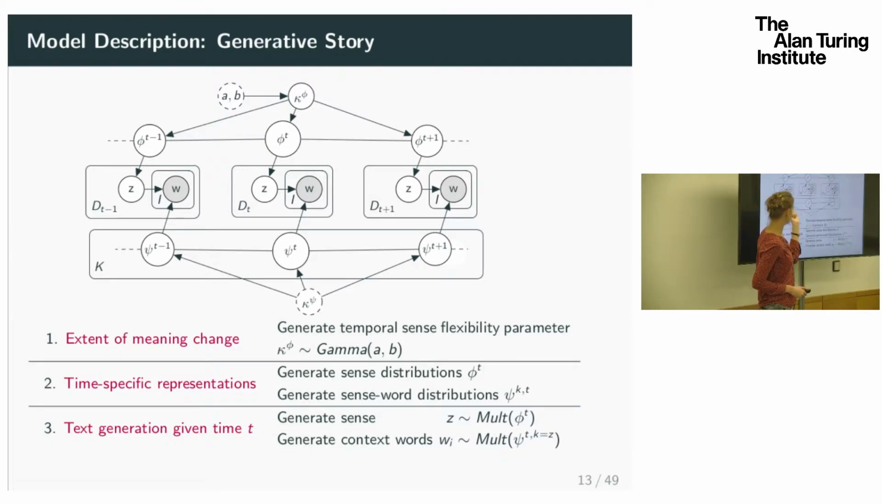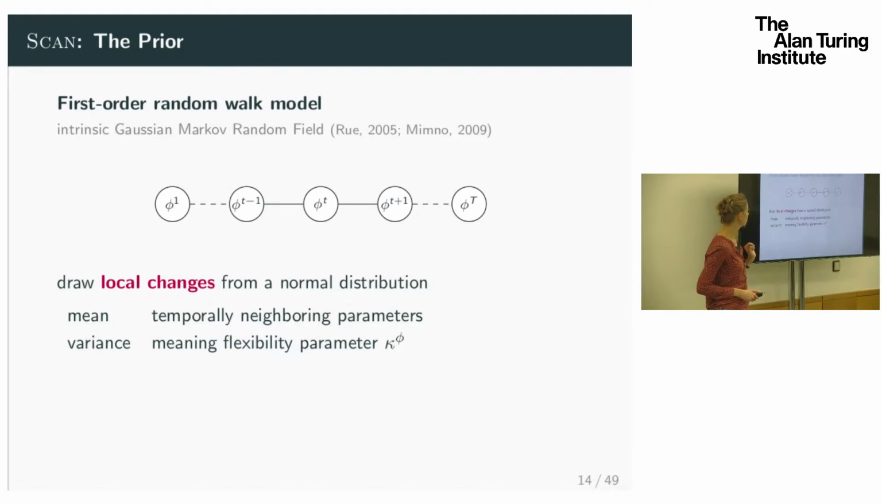So how exactly do we incorporate the temporal smoothness? We use a first-order random walk. In particular, we draw the local changes of the word meaning distribution, for example, from a normal distribution. The mean for every time step's normal distribution depends on the neighboring current means, and the variance depends on the meaning flexibility parameter that I talked about on the previous slide. So the extent of meaning change between consecutive time points is also a parameter of this model. Then we derive a Gibbs sampler for approximate inference, but I won't go into any detail about that in this talk.